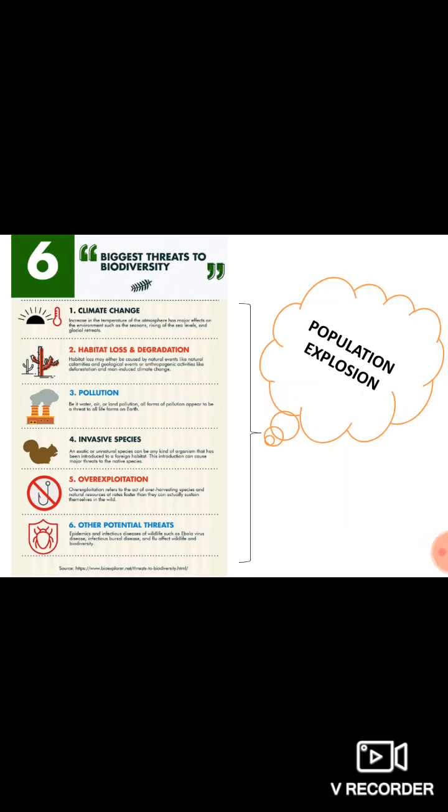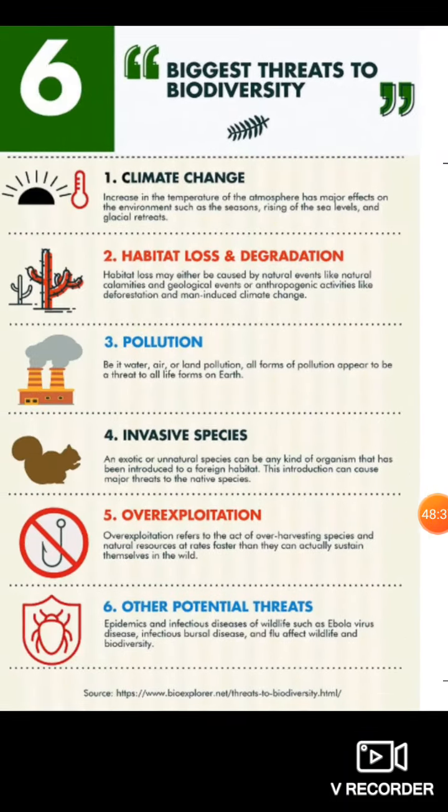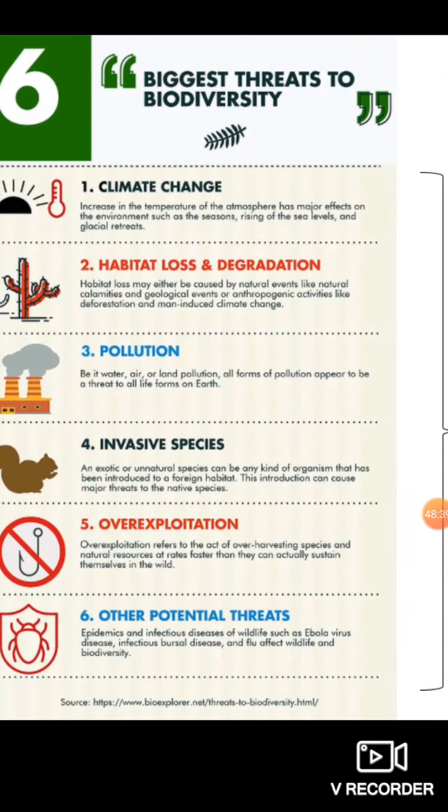But what has happened to them? There is a lot of threat to the biodiversity. And what are the biggest threats of biodiversity? These are the different threats of the biodiversity, which are called the six biggest threats of biodiversity. So what are those six threats? Let us try to understand. You can see this, the first threat, of course, is climate change.